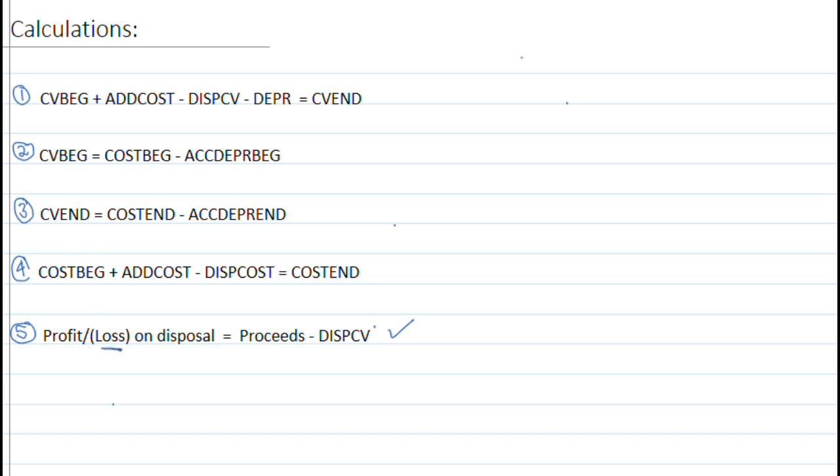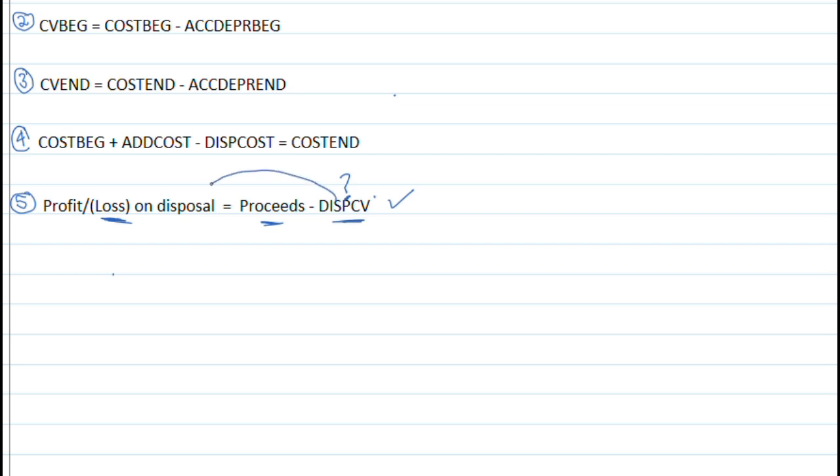Now let's have a look at equation 5. Equation 5 states that profit or loss on disposal equals proceeds minus disposal at carrying value. This is the value that we are looking for, the disposal at carrying value. So to make that the subject of the formula, we rearrange the equation. If we rearrange the equation, we end up with disposal at carrying value equals proceeds minus profit or loss on disposal.